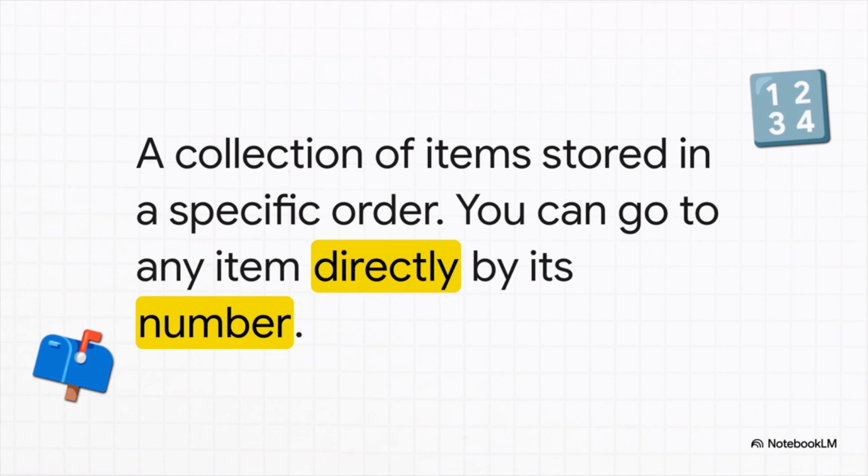A really common one is called an array. Just picture a long row of mailboxes at an apartment complex, where each box has a unique number. It's just a collection of items stored in a very specific order. If you need whatever is in slot number 5, you can go right to it. Super simple and super fast.